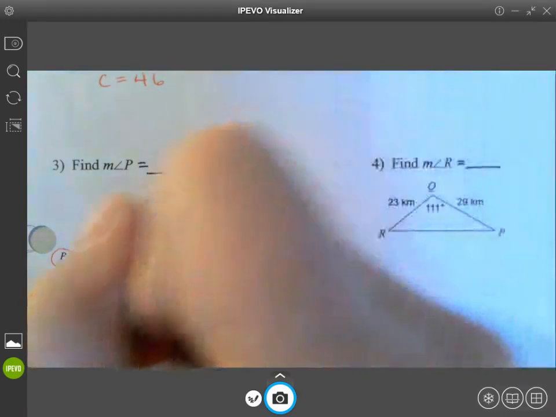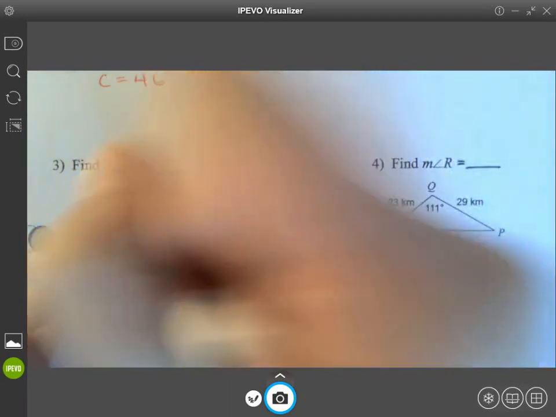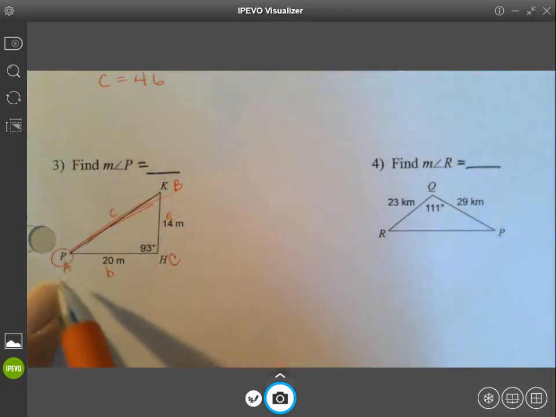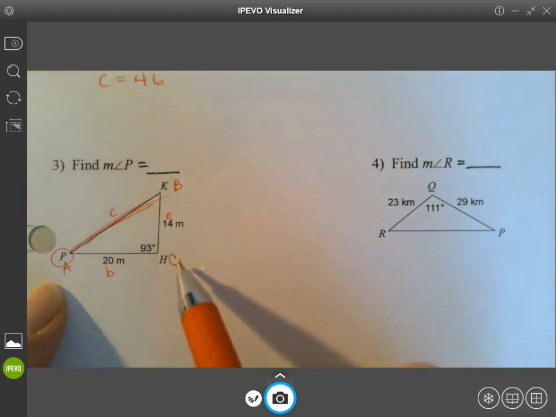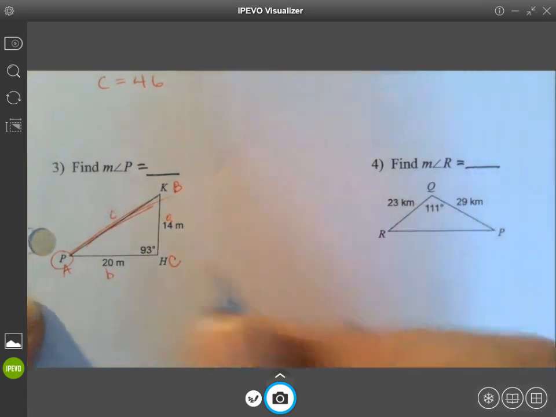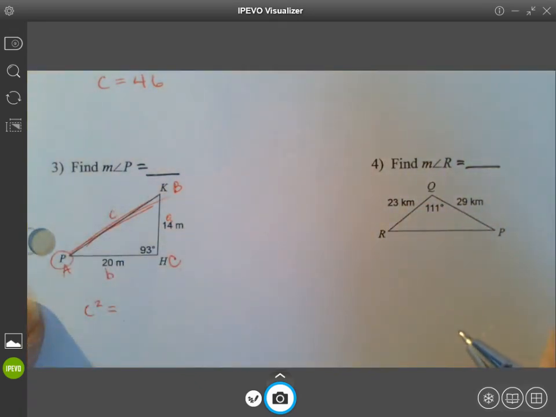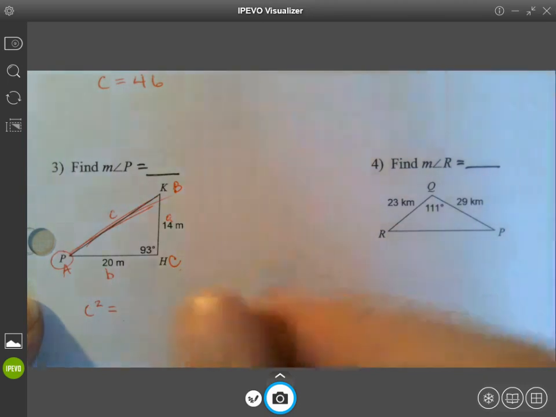So I'm relabeling it A, B, C. This is side A. Okay, so better for you this way? And that's fine, as long as I circled, because P is the angle I want, which translates to angle A. If I labeled this angle C, then that's side C. So the first thing I have to do is find the missing side. Okay, so let's do that.